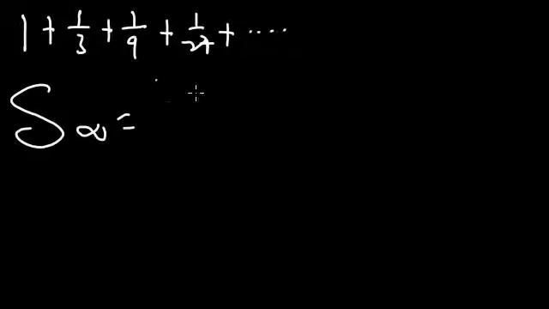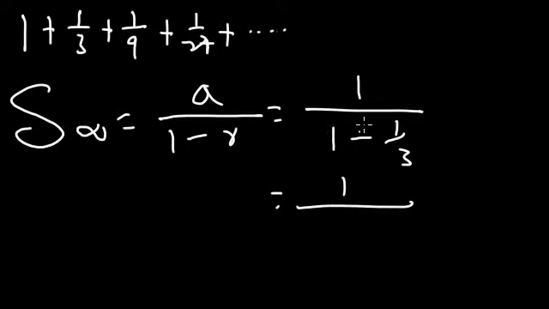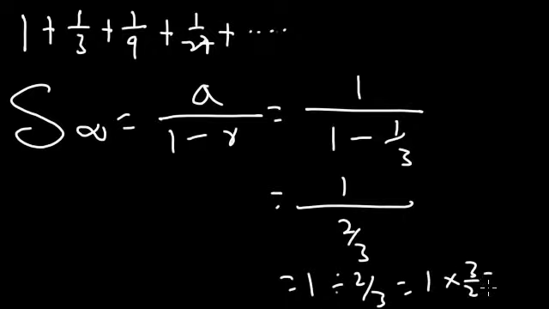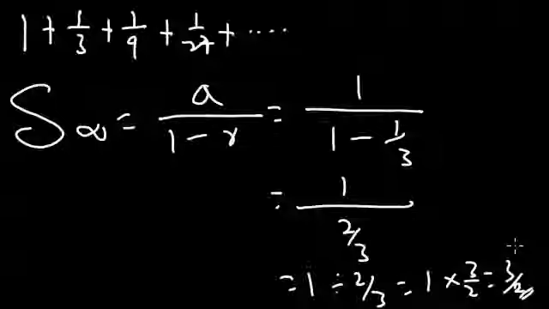So the sum to infinity of this GP becomes a divided by 1 minus r. Earlier we said a is 1 and the common ratio is 1/3. So it means the sum to infinity will be 1 over 1 minus 1/3, which is 2/3. Okay, and if we use the method of keep, change and flip, we have 1 divided by 2/3, which becomes 1 times 3/2. It means the sum to infinity of the GP is 3/2. So that's how to use the sum to infinity formula as well.